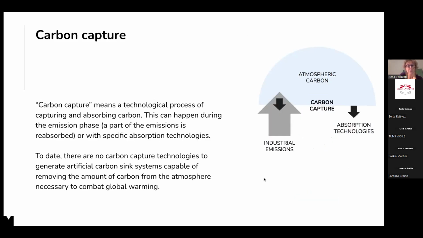When we talk about carbon capture instead, we talk about technological processes. So it is not a natural activity of absorption and sequestration and stock and store somewhere. It is a technological process that would capture and absorb carbon in an active way, I would say. And this can happen during the emission phase, which is where part of the emission is reabsorbed, or with specific absorption technologies.